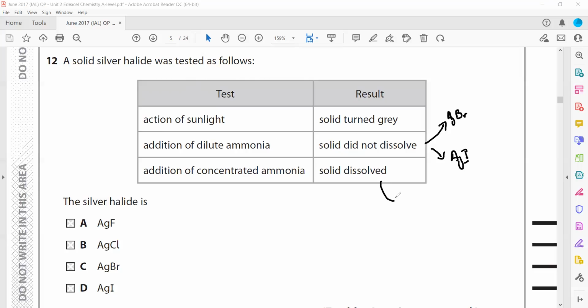When we add concentrated ammonia, the solid dissolves. So AgBr and AgI are both insoluble in water. But here only AgBr dissolves in concentrated ammonia, while AgI does not dissolve. It is insoluble in both dilute and concentrated. So option C is the right answer, that silver bromide is the halide which is present. That's why it dissolves in concentrated ammonia, but it does not dissolve in dilute aqueous ammonia.